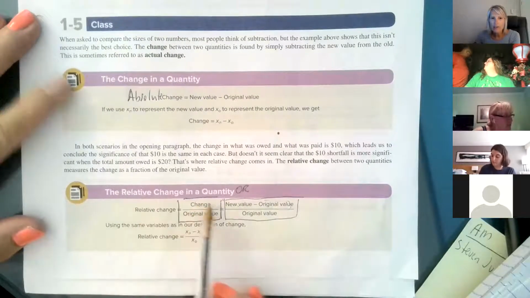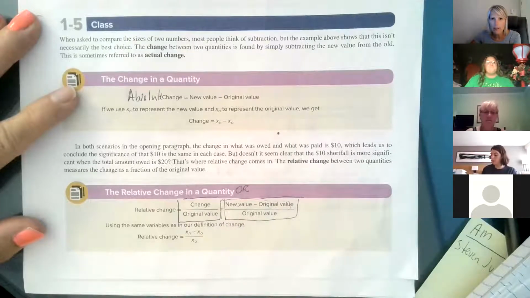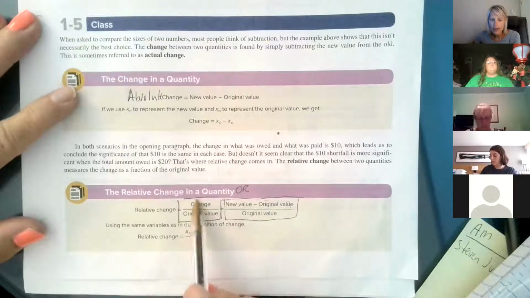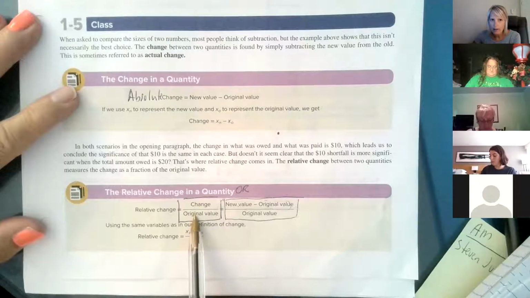Okay, so relative change can be looked at in two different ways. And one of those ways is the change over the original value as a decimal.